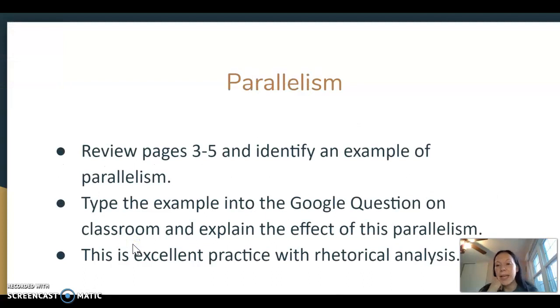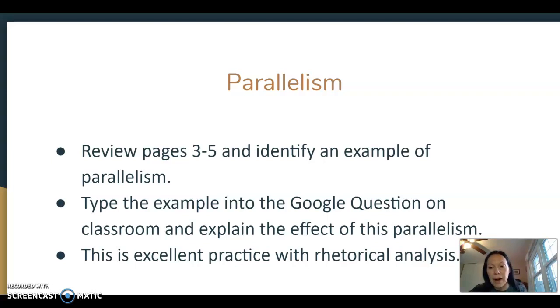Okay, so this is something I do want you to post in Google Classroom. I thought it might be helpful to look at the use of parallelism. Again, another rhetorical strategy that is important to pay attention to with writers. Why and how are they using parallelism? How is it building an argument or framing the purpose of their piece? So if you look at pages 3 through 5, there's several examples of parallelism in Capote's writing.